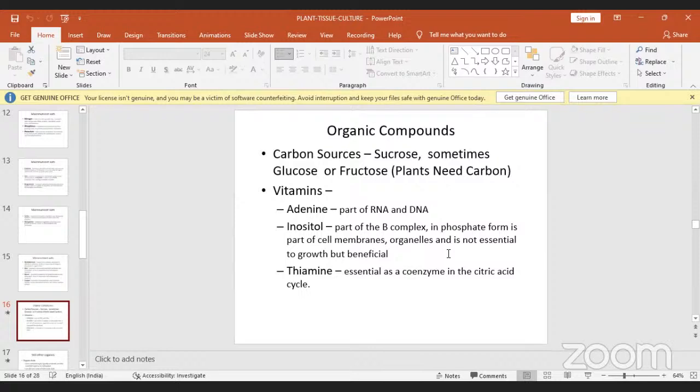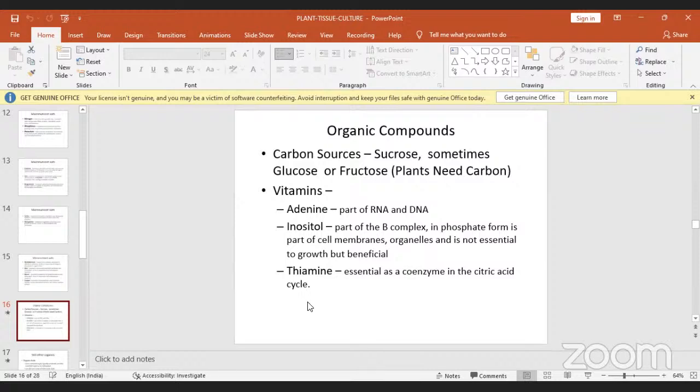So actually, only a little information is available in the book. So I will elaborate from another source. I will prepare these slides. So next, organic compounds, carbon sources: sucrose and sometimes glucose and fructose.